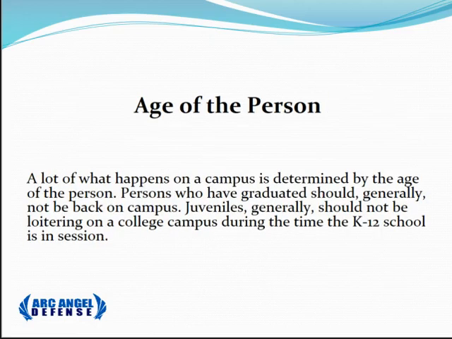And of course, the age of the person is always a factor. A lot of what happens on a campus is determined by the age of the person. Persons who have graduated should generally not be back on campus ever. Juveniles generally should not be loitering on college campuses during the time the K-12 school is in session.